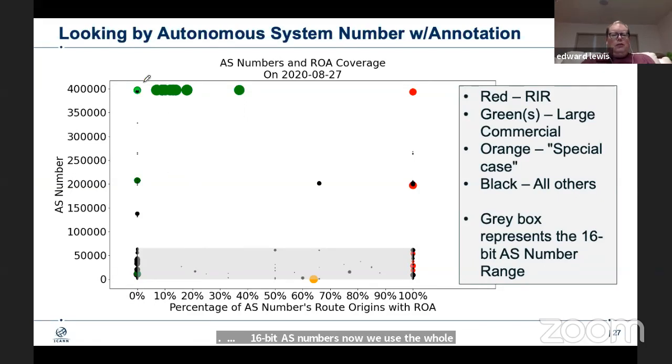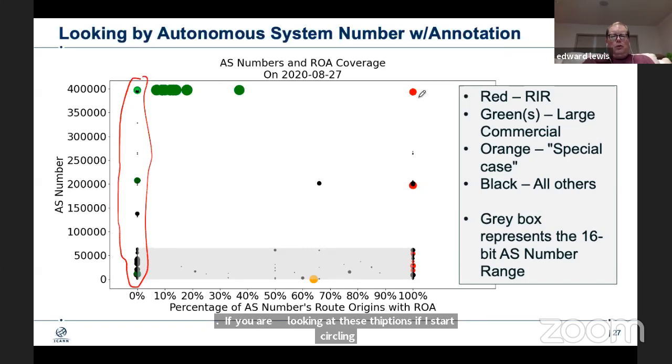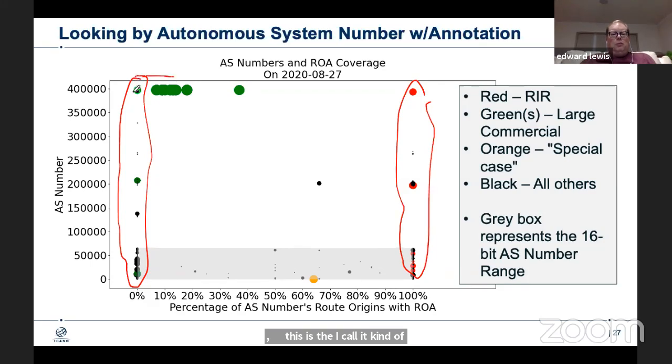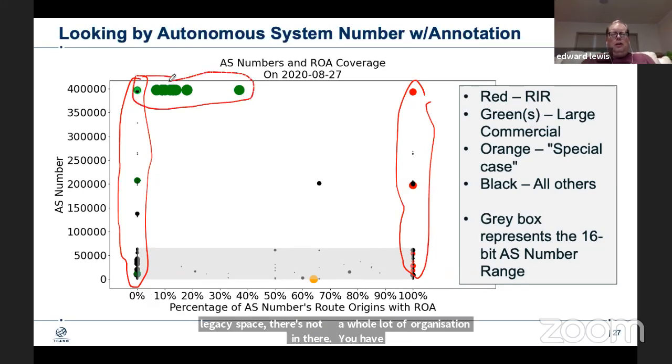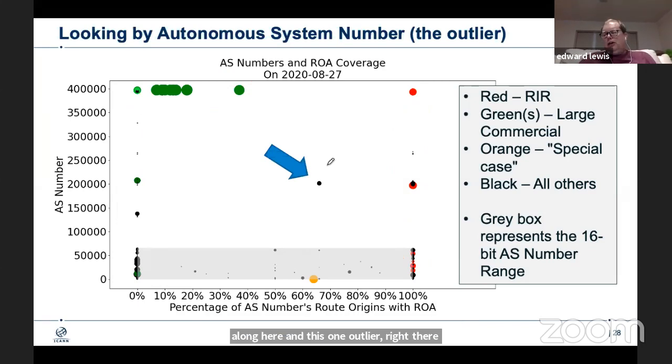And if you start looking at these things, if I start circling things, I notice that this is the zeros. This is 100%. This is what I call kind of legacy space, and there's not a whole lot of organization in there. And you have this one major commercial player, which is kind of sneaking along here. And there's this one outlier right there. And I think I kind of found something here. There seems to be a divide here about who's doing what.